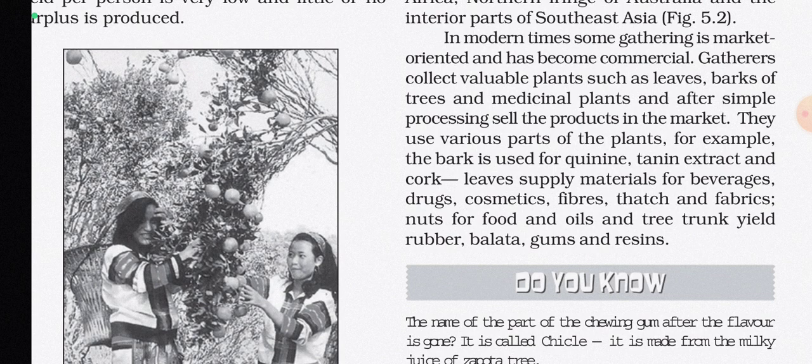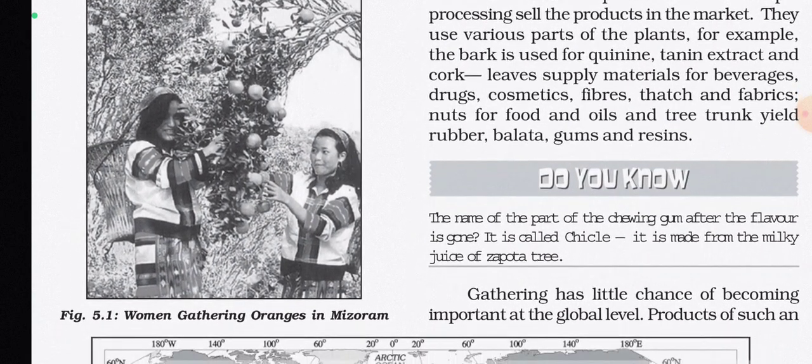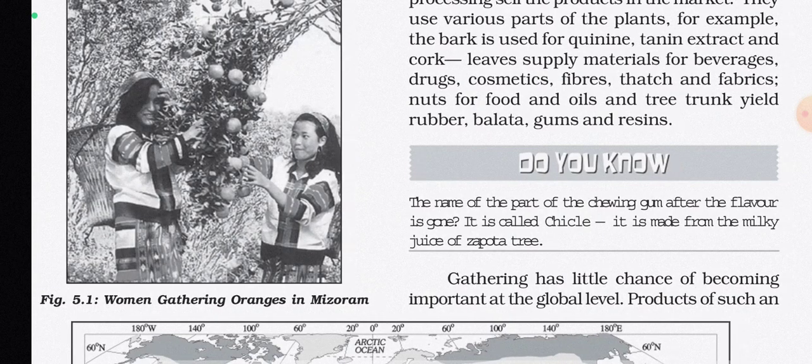Gatherers collect valuable plants such as leaves, barks of trees, and medicinal plants, and after simple processing sell the products in the market. They use various parts of the plants. For example, the bark is used for quinine, tannin extract, and cork. Leaves supply materials for beverages, drugs, cosmetics, fibers, thatch and fabrics, nuts for food and oils, and tree trunk yield rubber, balata, gums, and resins.